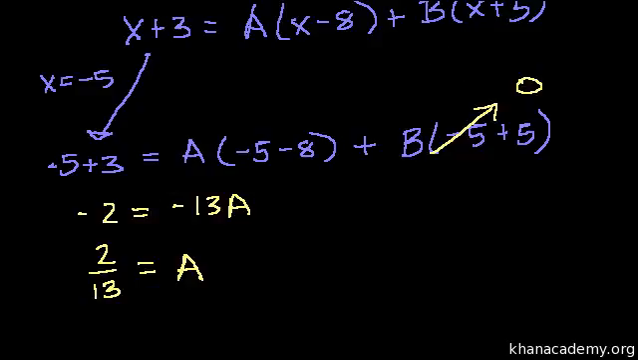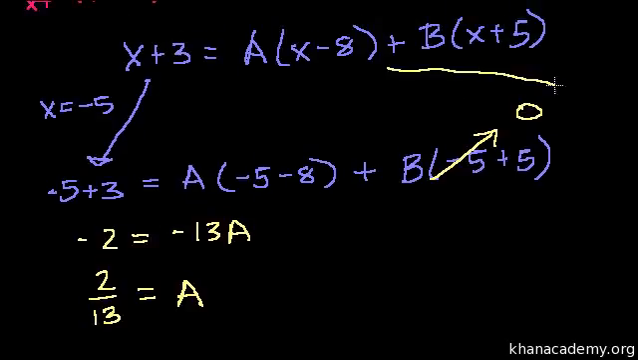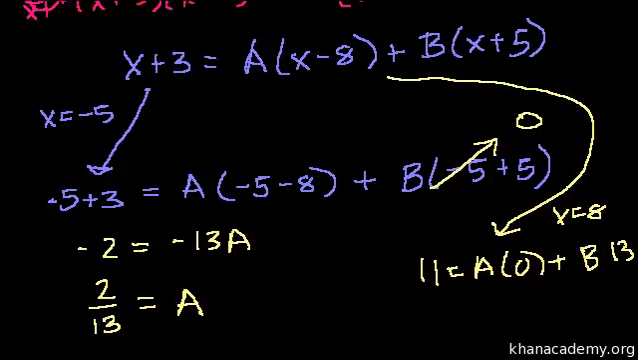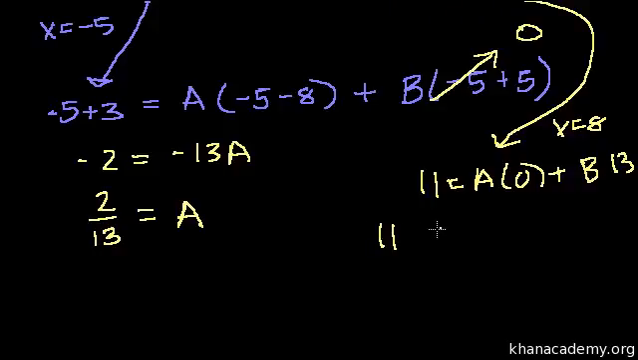And now we can do the same thing up here and get rid of the a terms by making x equal to 8. If x is equal to 8, you get x plus 3 is equal to 11, is equal to a times 0, plus b times, what's 8 plus 5? Plus b times 13. The b looks a bit like a 13. And then you get 11 is equal to 13b. Divide both sides by 13. You get b is equal to 11 over 13.